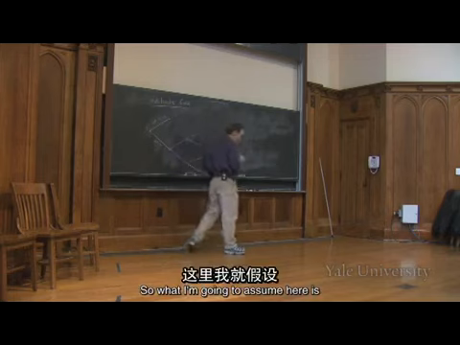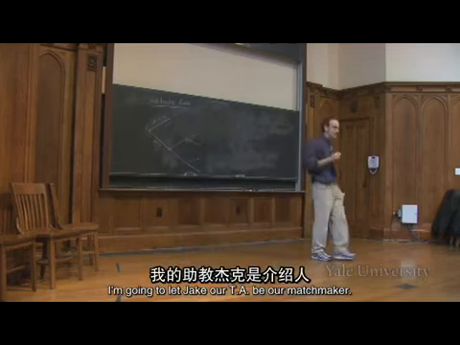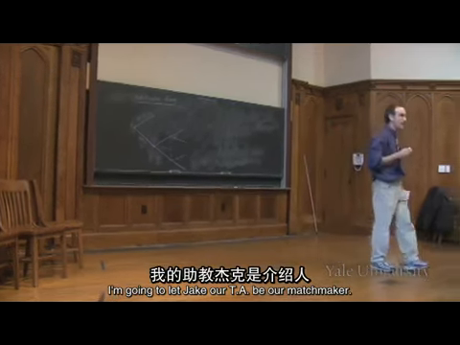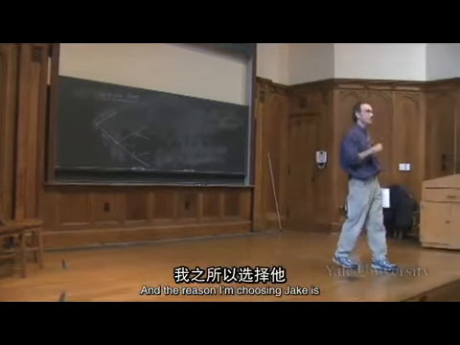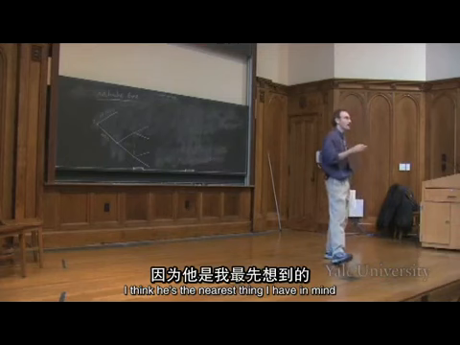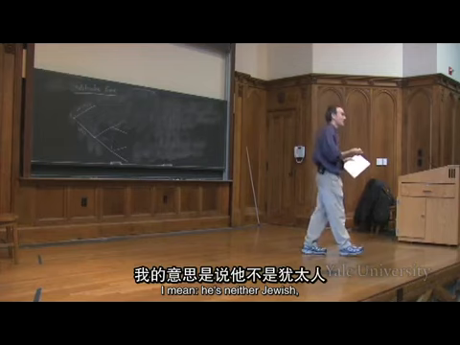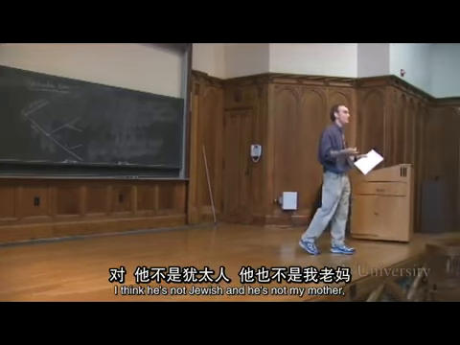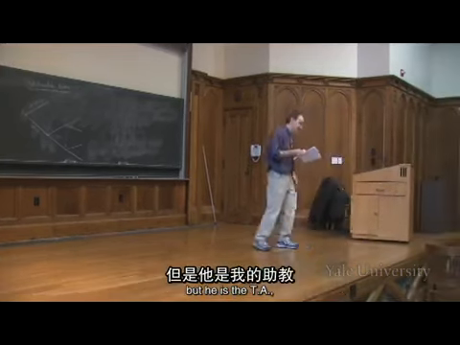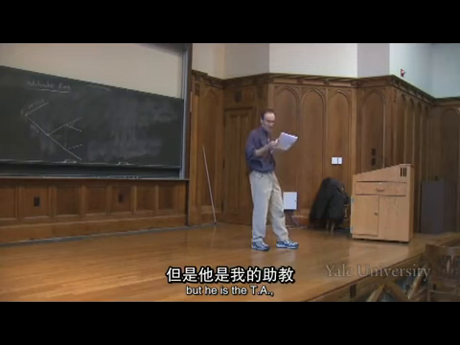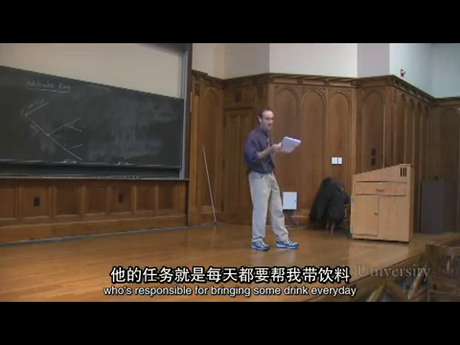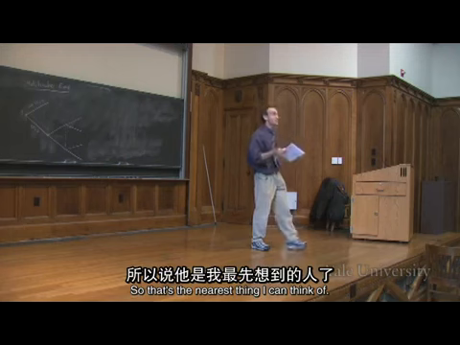All right, so what I'm going to assume here is I'm going to let Jake, our TA, be our matchmaker. The reason I'm choosing Jake is I think he's the nearest thing I have in this class to being a Jewish mother. I mean, he's not Jewish and he's not my mother, but he is the TA who's responsible for bringing me some drink every day in case I pass out in the lecture. So that's the nearest thing I can think of.